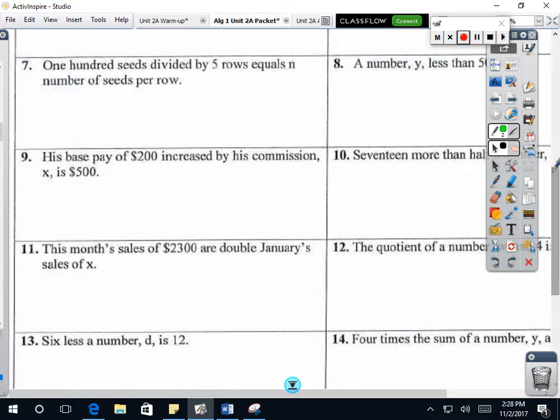All right, number 7. 100 seeds divided by 5 rows equals n number of seeds per row. How do you write that? Correct. Okay, 100 divided by 5 equals n. So how many seeds are they putting per row? 20, because 100 over 5 is 20.